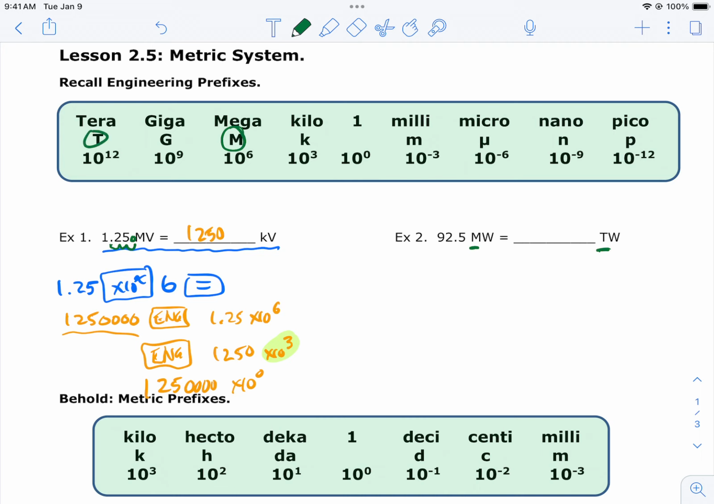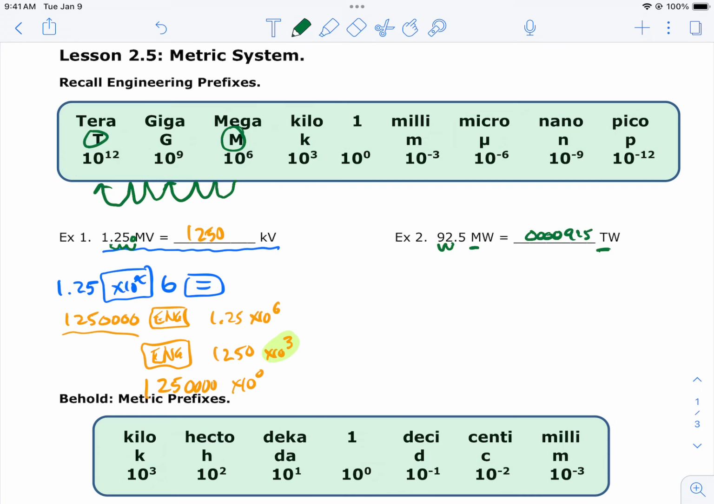So you're going to the left. Notice, start at mega, and it's 3 jumps to get to giga, 3 jumps of the decimal to get to tera. 6 jumps to the left. So that's 1, 2, and then you'll have to pad it with 4 more zeros, right?